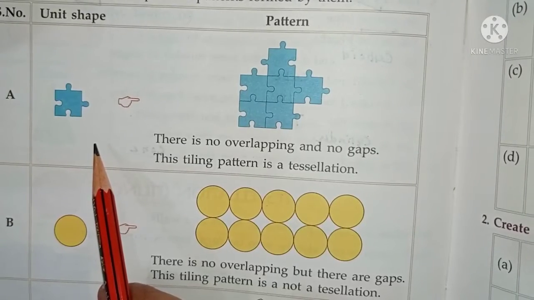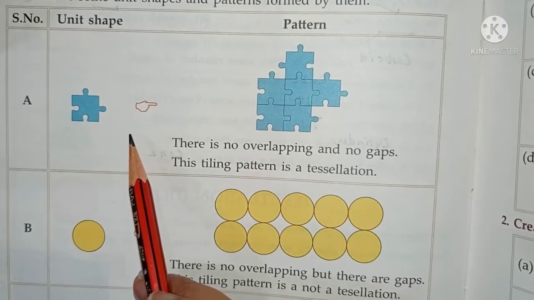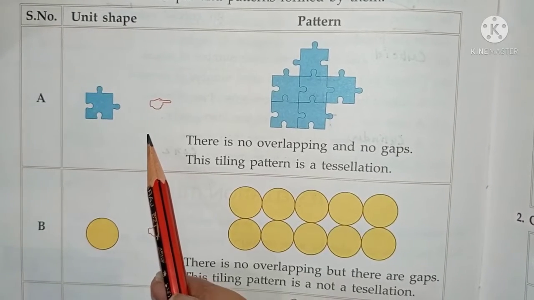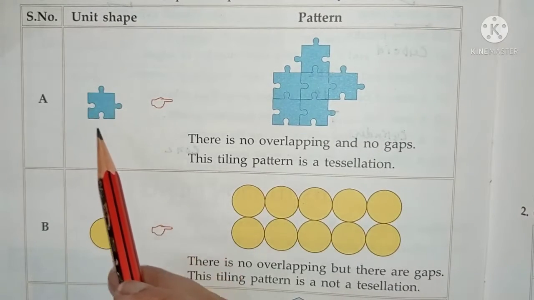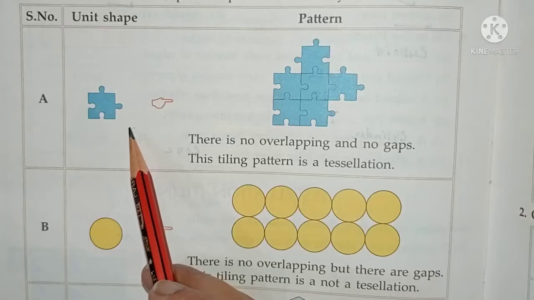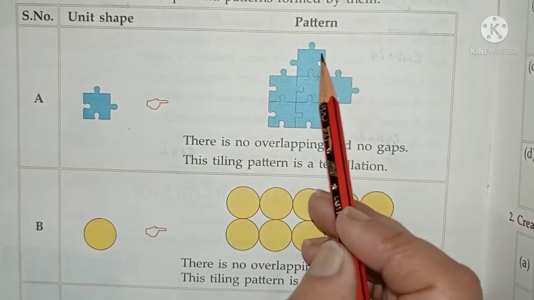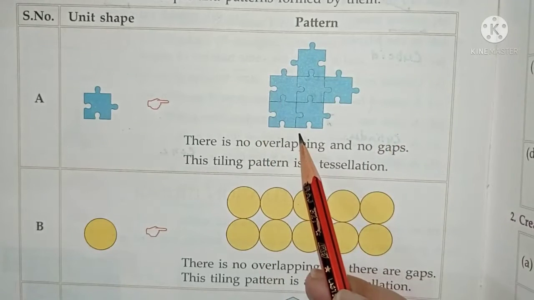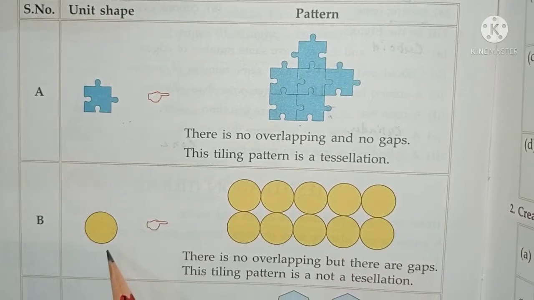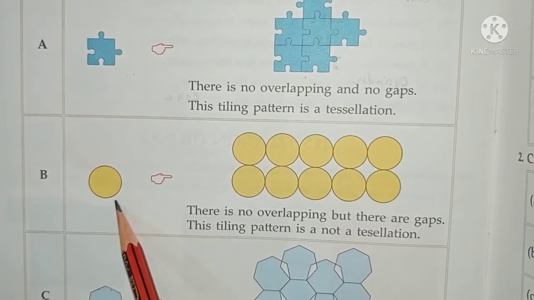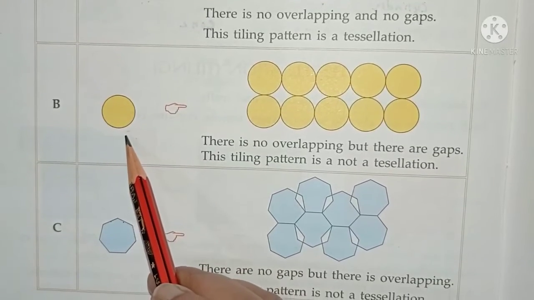Now children, please see figures A, B and C given on page number 104. As you can see clearly, in figure A there is no overlapping and no gaps. So this tiling pattern is a tessellation. Now moving on to figure B. In figure B, the unit shape is a circle.